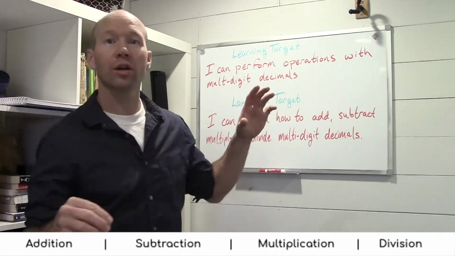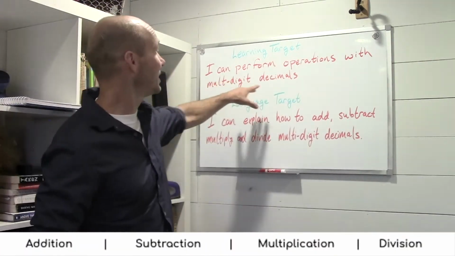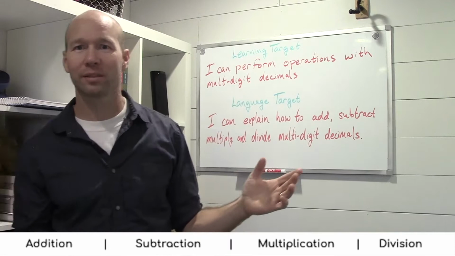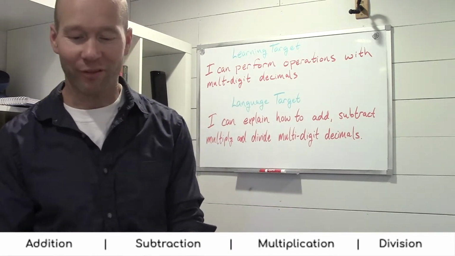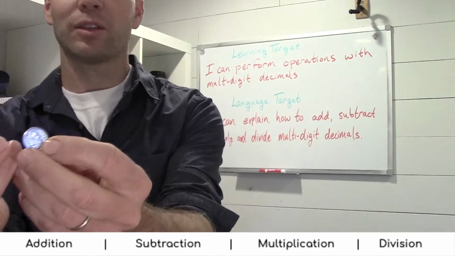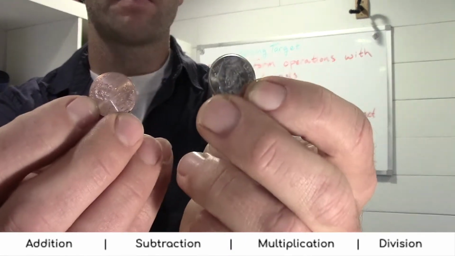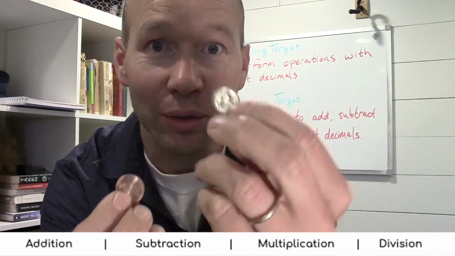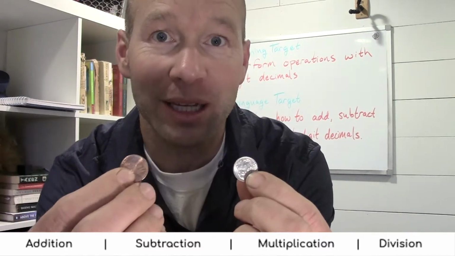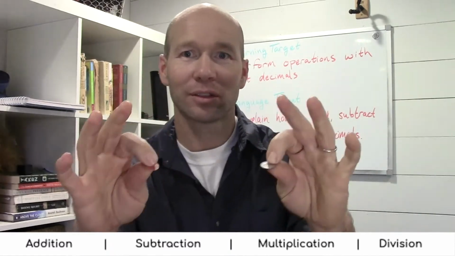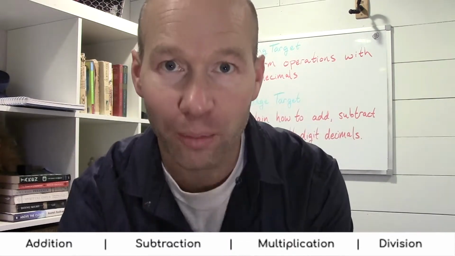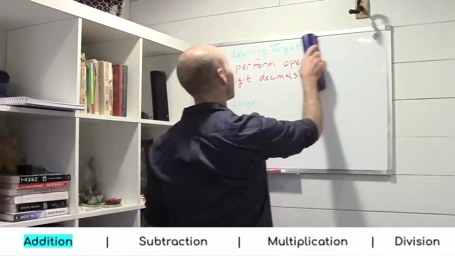So here we go. As we are performing operations with multi-digit numbers, the thing we need to be thinking about is place value. What does that word place value mean? Yeah, we're talking about the value of the place. So if I've got these two coins right here, a penny and a dime, if I add them together, do I get 2? No, I don't get 2. Why not? Because they have a different place value. This is a 10 and this is a 1. So I add them together, I get 11, not 2. In the same way, we need to be careful to watch our place value so that we can do our math correctly. Let's start off with addition.